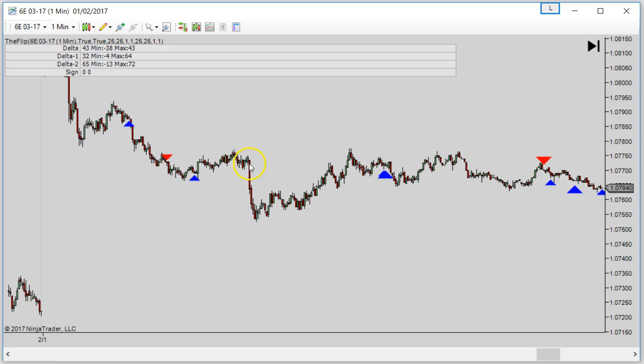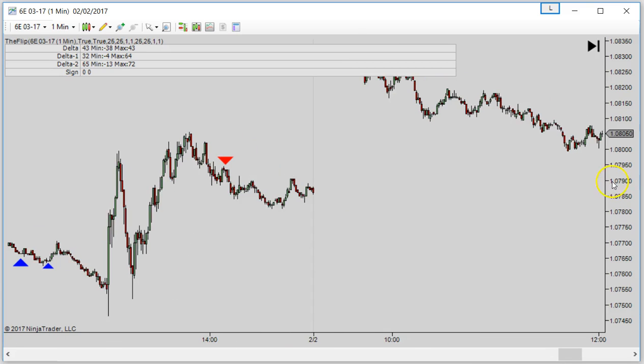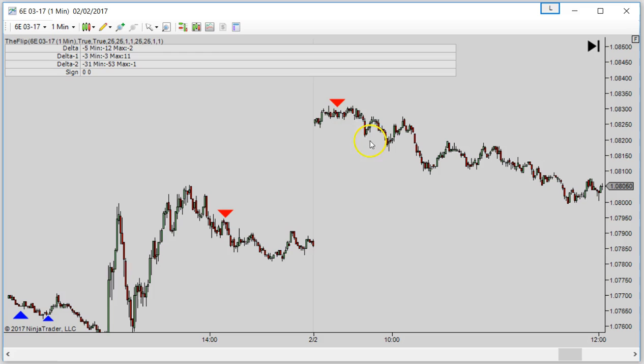This one kind of sideways. This one didn't work out. This one a little bit. This one sideways. This one also sideways. This one a little bit before going against you. This is a little bit, it's already after 2 o'clock. I'm not interested. This one's a little too early.